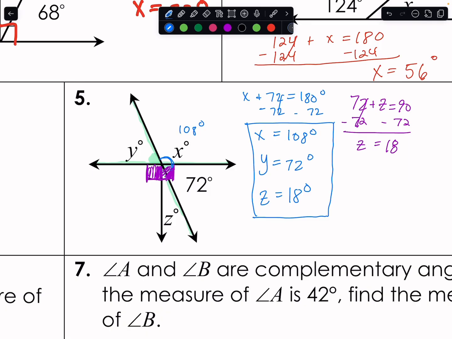Okay? And worst case scenario, if you add up every angle, this one, this one, this one, this one, and that one, they all should equal 360 degrees. You can do 360 minus everything, and you also get 18.